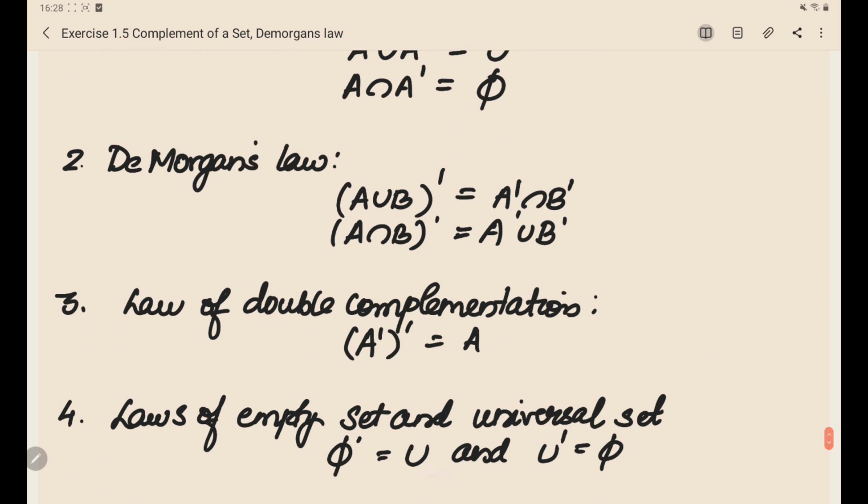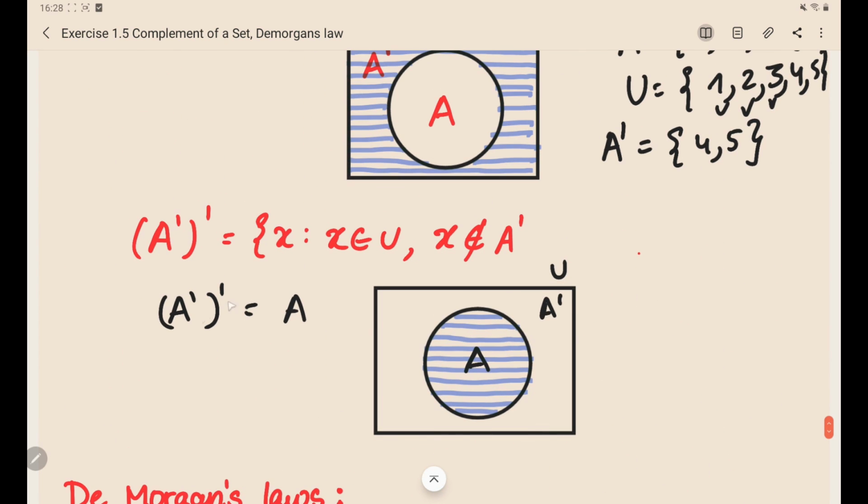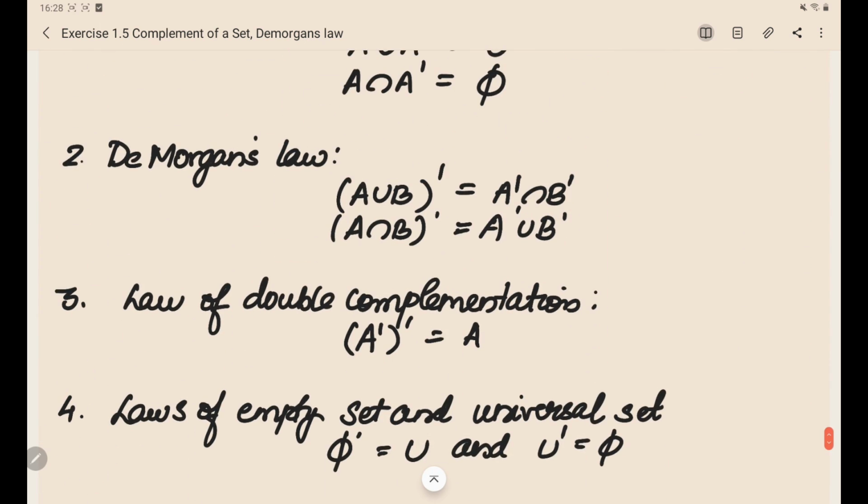Next, the law of double complementation, that we have already discussed in the previous section. What is that? A complement, the whole complement, is what? The same set A itself. So that's the law of double complementation.